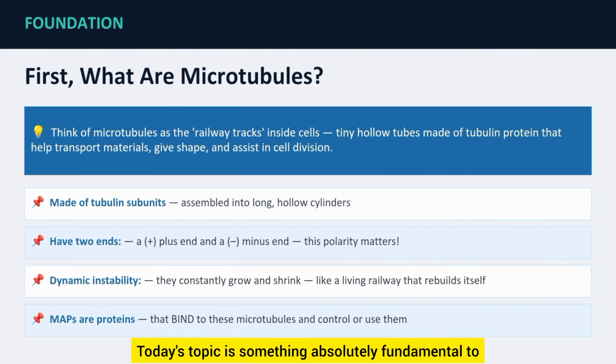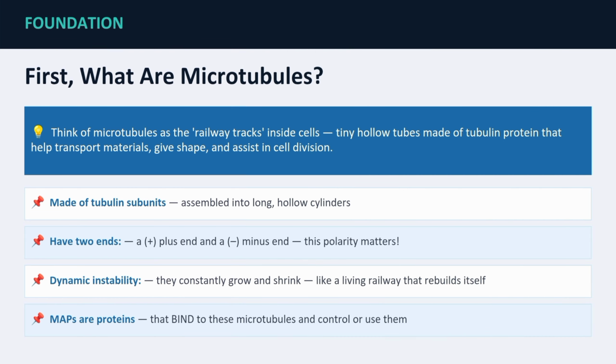Today's topic is something absolutely fundamental to how your cells function at a microscopic level. We are talking about microtubule-associated proteins, also called MAPs. Now don't let the big names scare you. By the end of this video, you will understand exactly what they are, what they do, and most importantly, you won't forget them in your exams.